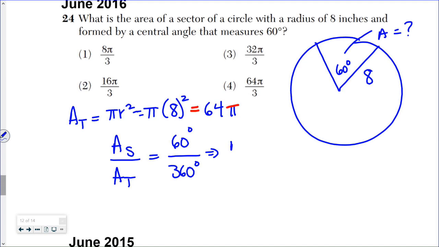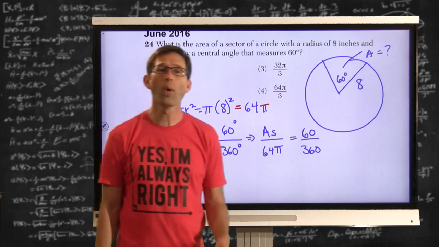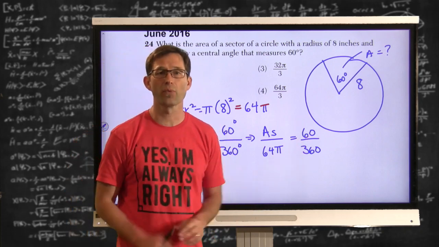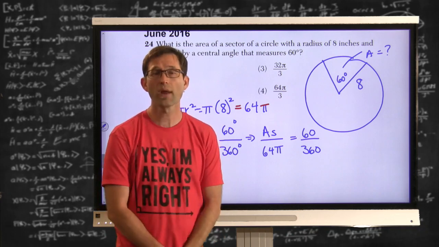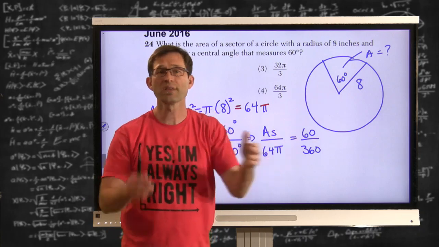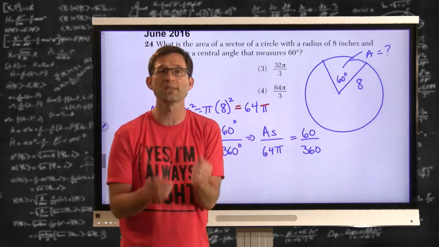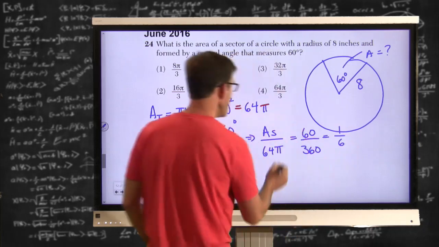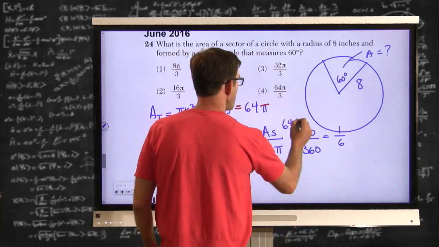That just gives me this equation. The area of the sector, which is what I'm looking for, divided by 64 pi, is equal to 60 divided by 360. And now I just have to solve that. What would make your life a lot easier is if you recognize that 60 divided by 360 is 1/6. Right, all I've got is a sixth of a circle. I got 60 out of 360, that's the same as 6 out of 36, that's the same as 1 out of 6.